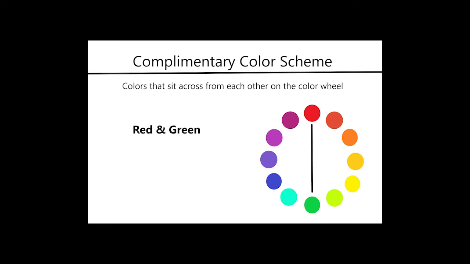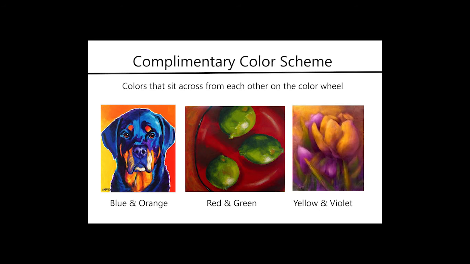A complementary color scheme is when an artist uses two colors opposite one another on the color wheel, like red and green, blue and orange, and yellow and violet. There are other complementary color schemes as well, like red-violet and yellow-green, but these are the three most common complementary color schemes. And you see, when you put two complementary colors together, they make one another really stand out from each other and create wonderful contrast and a beautiful artwork.